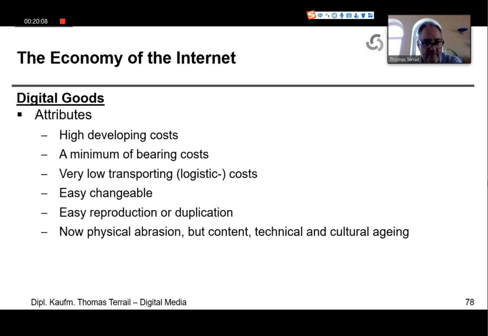So no physical erasure, but content, and it's technical and cultural aging. So it becomes older. So there are different possibilities that such a digital good would become older.